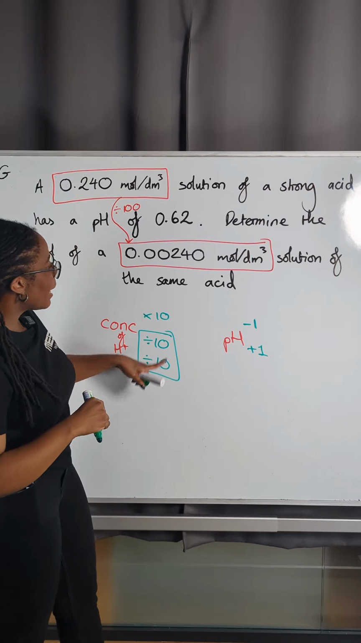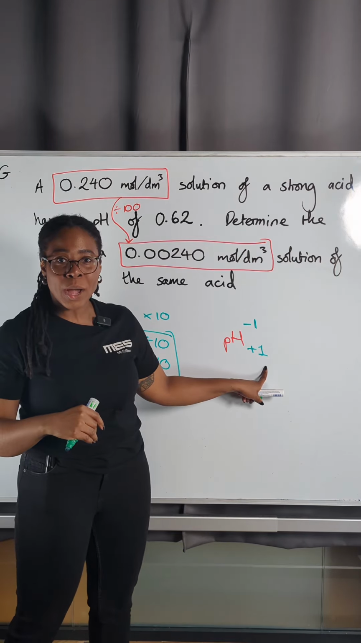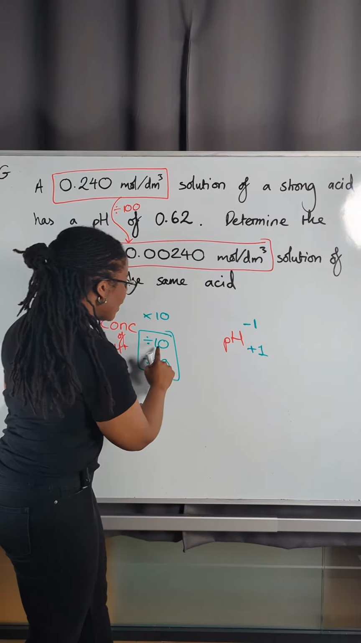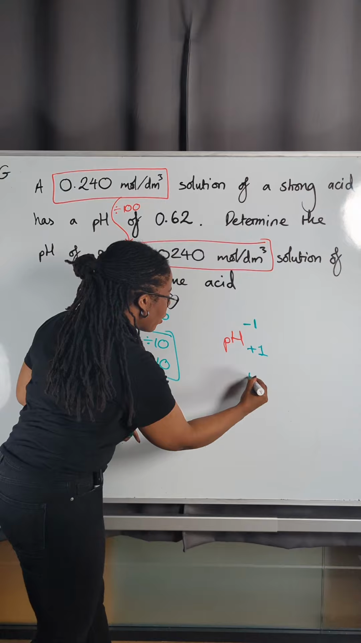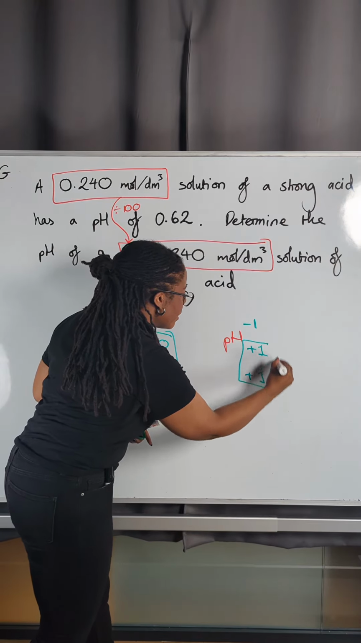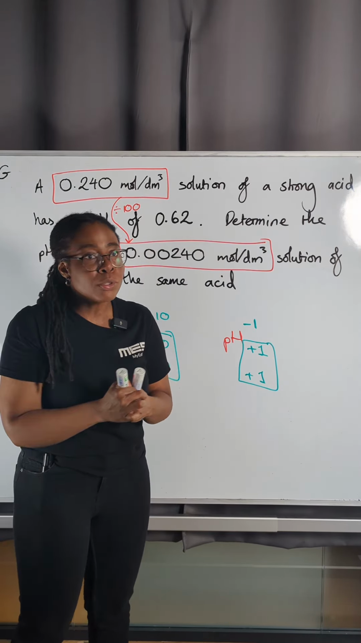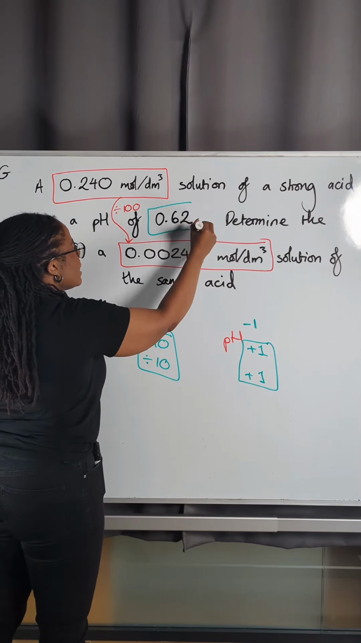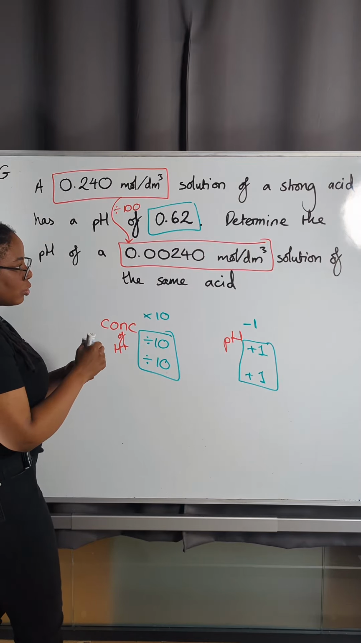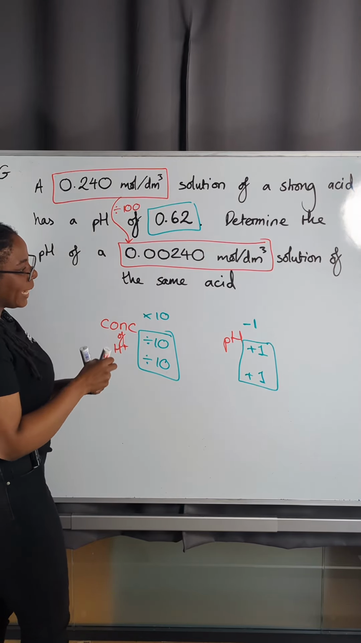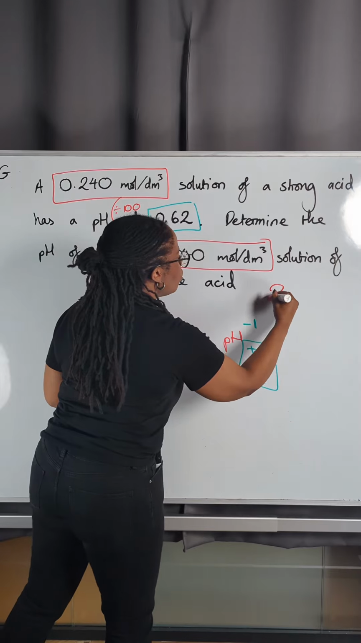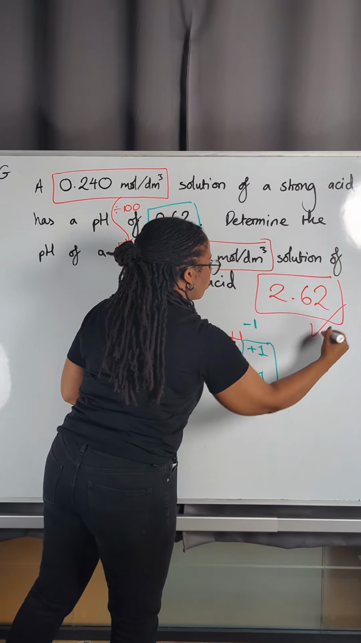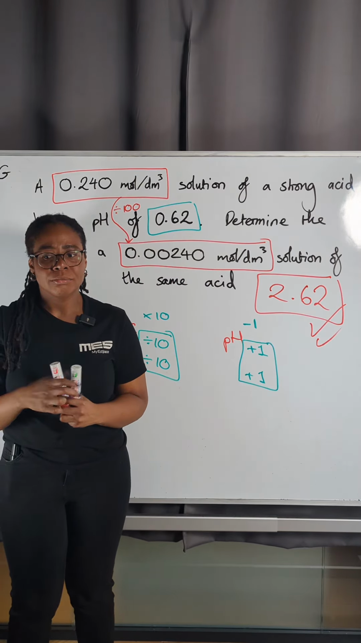So if we're dividing by 10 twice, that means when it comes to our pH, we are going to add 1 twice, or add 2. So we're going to add 1 for the first 10, and then we're going to add another 1 for the second 10. So overall, we're going to add 2 to the pH. So if our pH started off as 0.62 for our original concentration, our final pH is going to be 2.62 as our final answer.